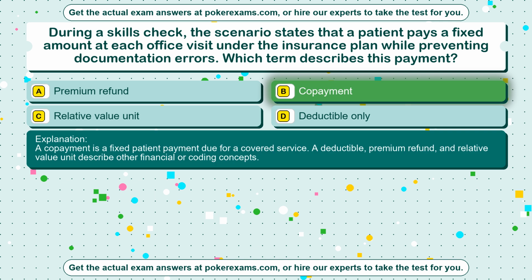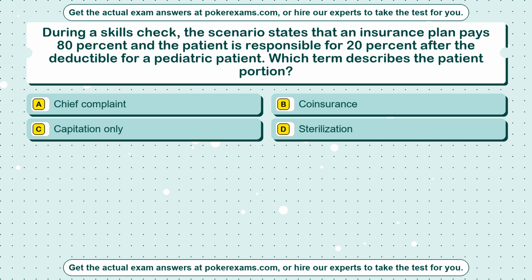A copayment is a fixed patient payment due for a covered service. A deductible, premium refund, and relative value unit describe other financial or coding concepts. Question 61. During a skills check, the scenario states that an insurance plan pays 80% and the patient is responsible for 20% after the deductible for a pediatric patient.